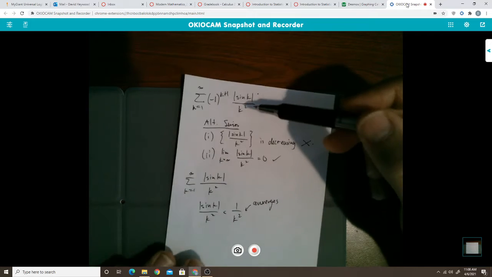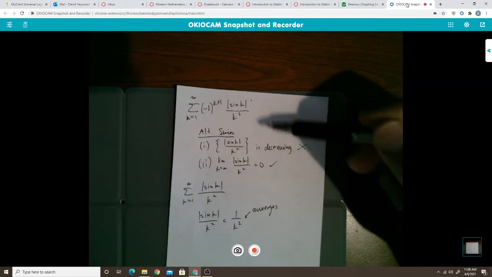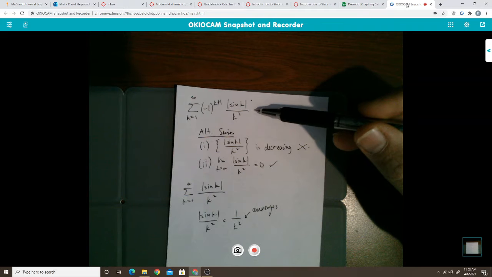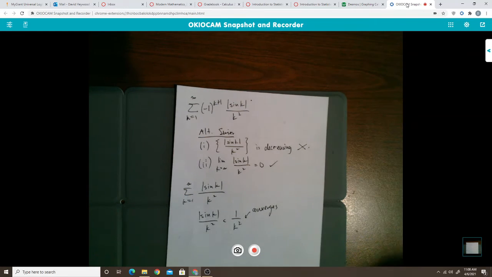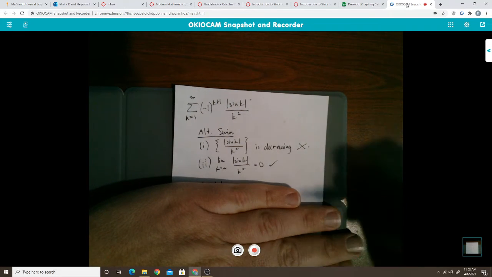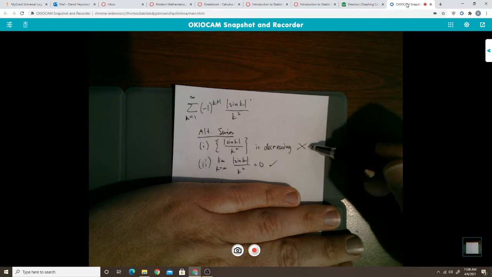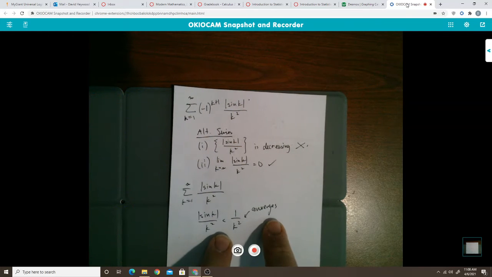So actually, this series is absolutely convergent, even though it fails the alternating series test, but it's absolutely convergent. And so if you were to just run the alternating series test and see that, oh, the alternating series test fails, therefore the series diverges, you'd be wrong, because the series actually does converge, right?